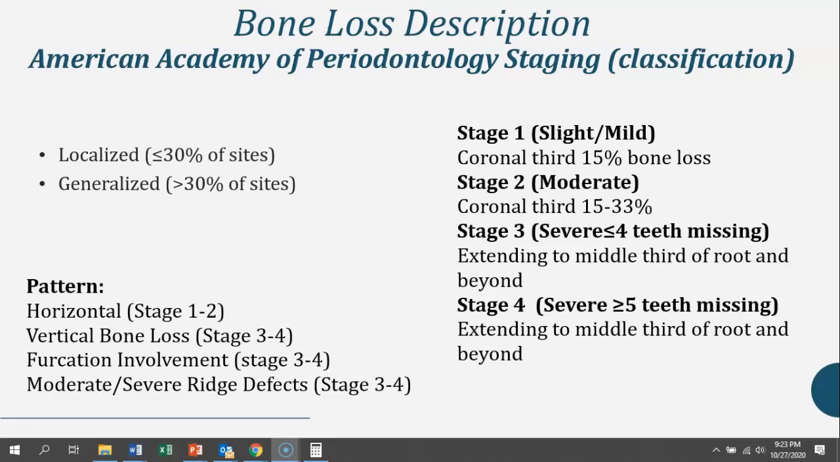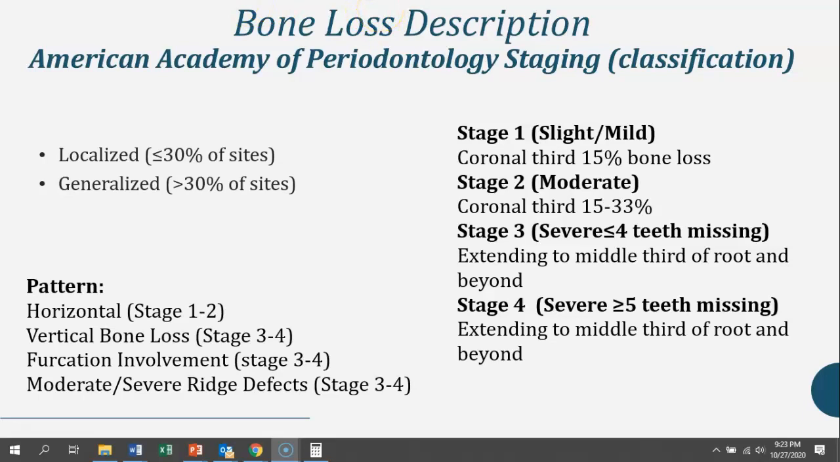So when we look at stage one, the criteria basically is that you can't have more than 15% of the coronal third of the bone lost. And that's a very small amount. We'll show some examples in the radiographs, but that's a pretty small amount, just a very slight amount of bone loss. And that's why it used to be called slight, because it really is not very much.